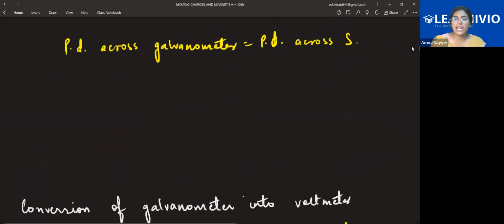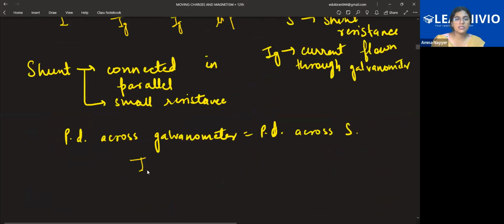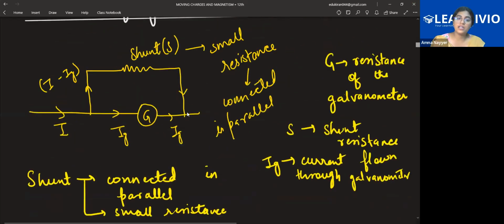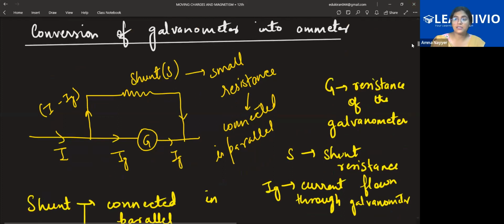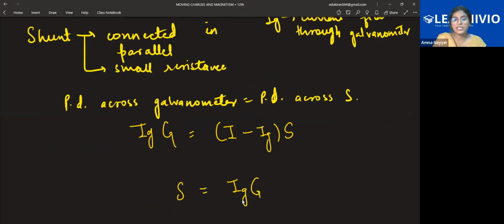What is the potential difference across the galvanometer? IR, current is Ig, resistance is capital G. So this is Ig into G. What is the potential difference across the shunt? I minus Ig into S. So how can we calculate the value of the shunt? Shunt S will be equal to Ig into G divided by I minus Ig.